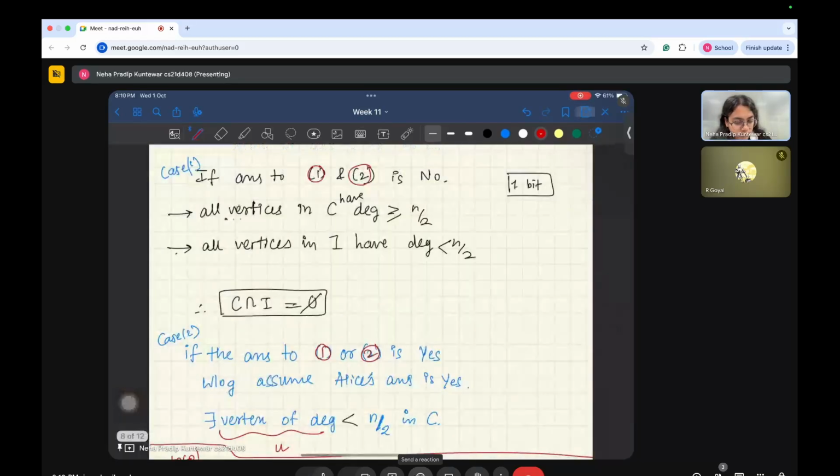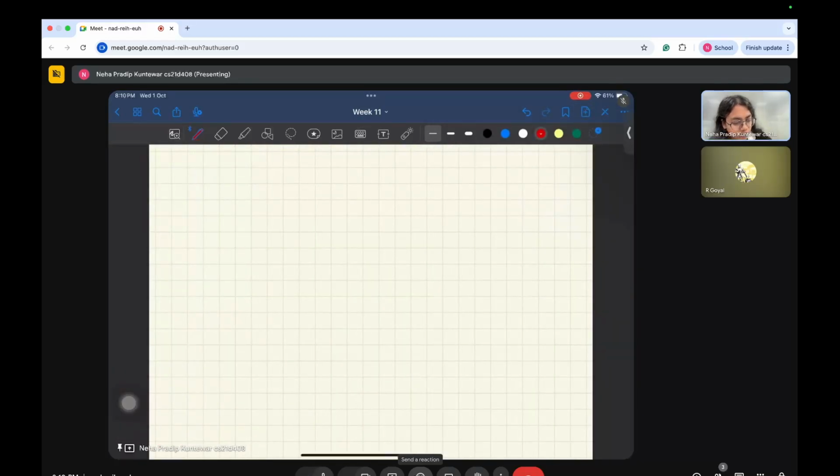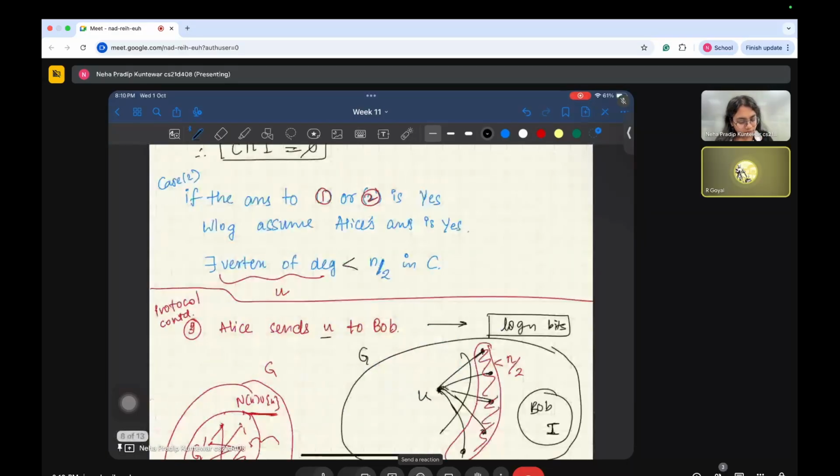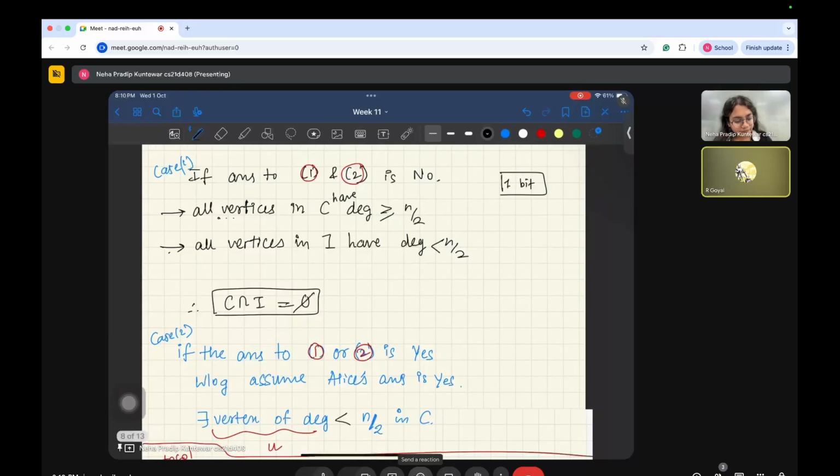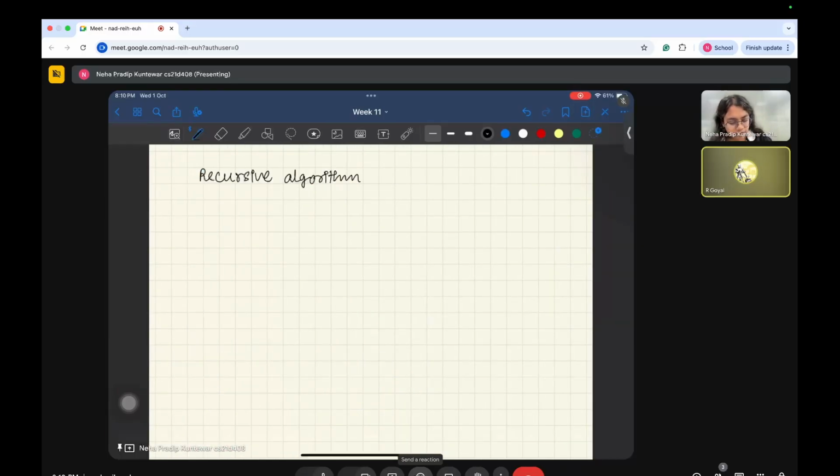But then which values are sent by Alice to Bob? Initially, if it is not the terminating condition, then Alice would be sending the information of U, and for the information of U we would be requiring log n number of bits. And then the next time again, Alice would be sending some other vertex, isn't it? Yes.